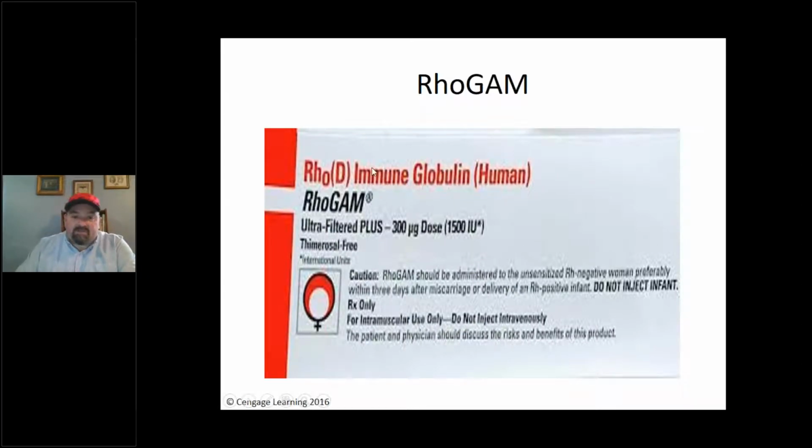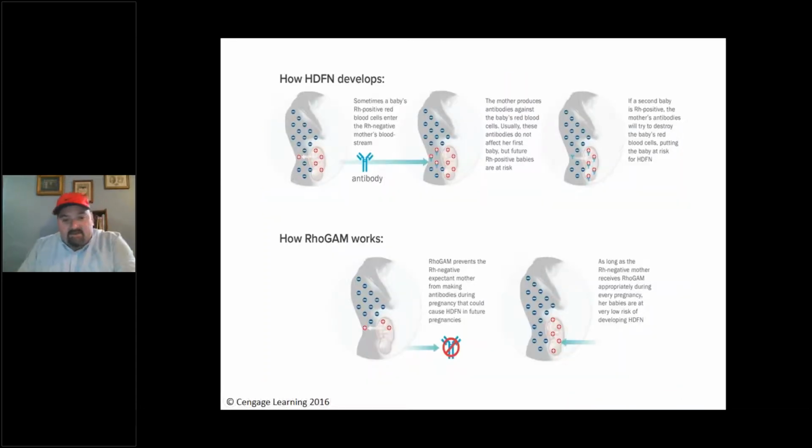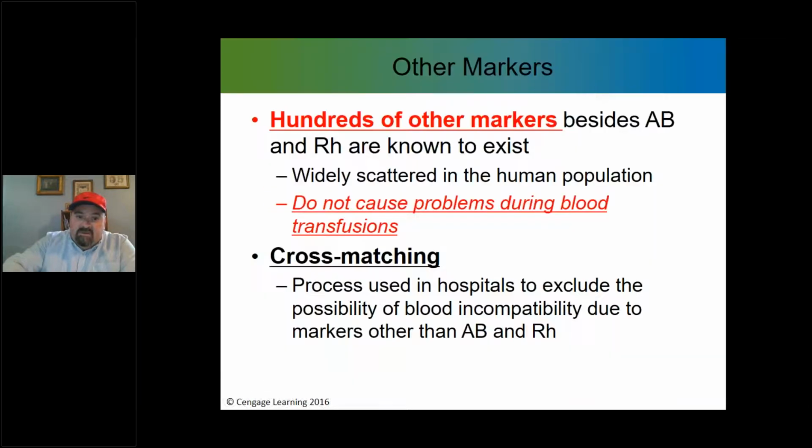immunoglobulin Rh. What'll happen with that is that RhoGAM prevents the Rh negative mom from making antibodies during pregnancy that would cause this HDFN. So this would be an issue where mom develops these antibodies and it develops actually into an immune response on the baby. Okay. As long as the Rh negative mother receives RhoGAM appropriately during every pregnancy, her babies are at very low risk of developing the issue here, as far as with the erythroblastosis fetalis, which is another way we can call that reaction that can occur.